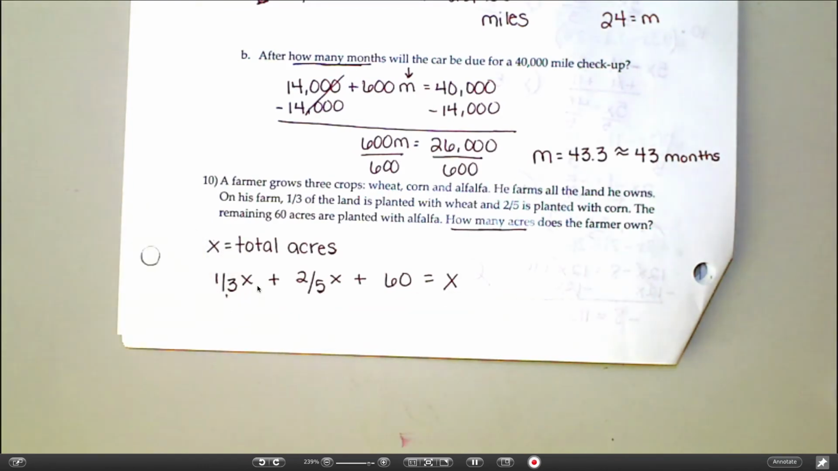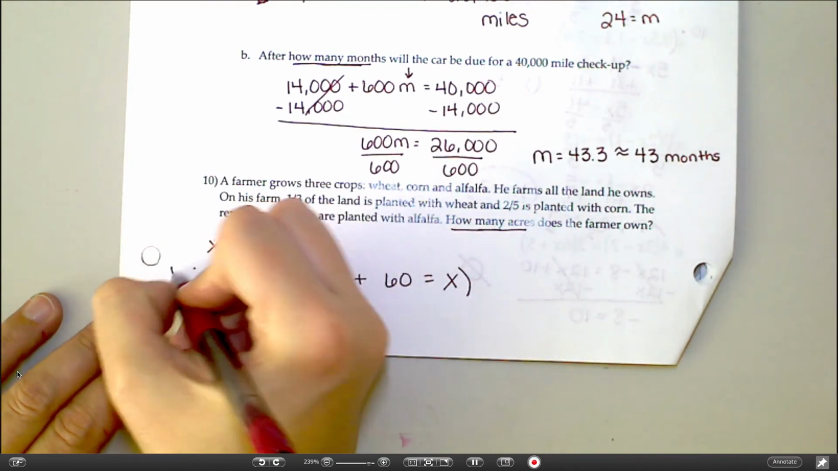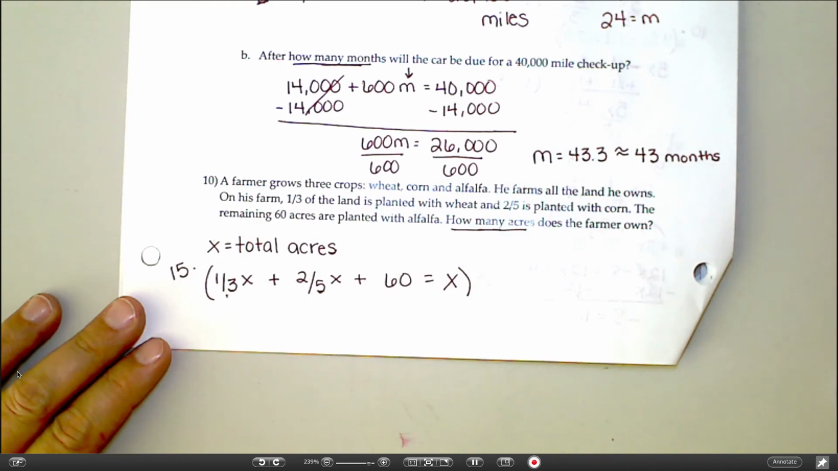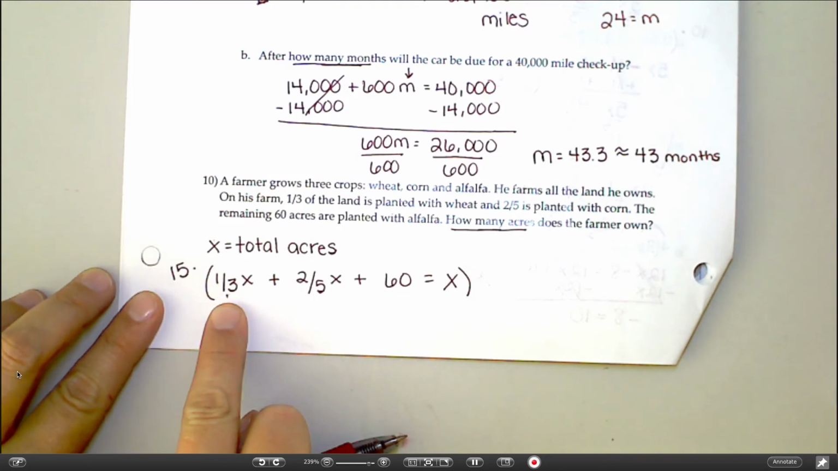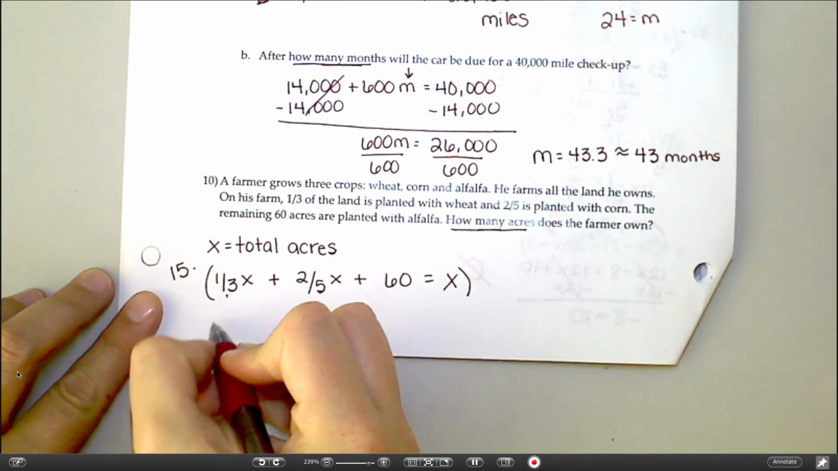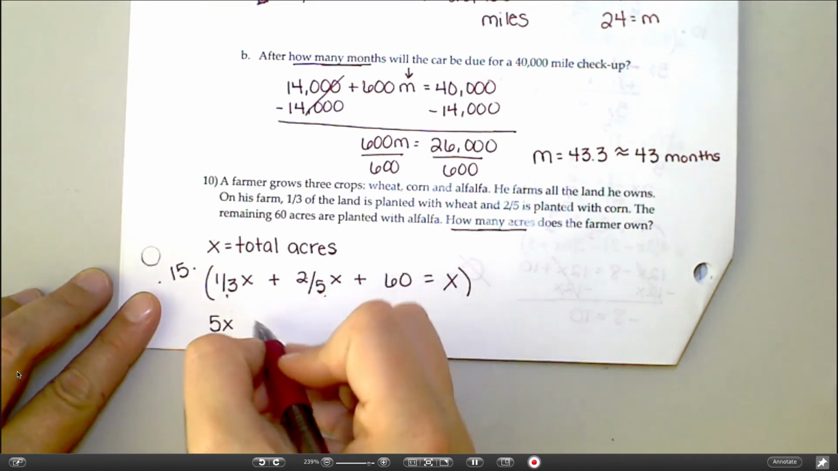Now solving this. And something like this, especially with a lot of fractions, and you're going to have some that have even more fractions than that, I would start by clearing the fractions. So look at your denominators, 3 and 5. What could I multiply by that would clear both of those? 15. So I'm going to multiply the entire equation by 15. So when I multiply here, this is really 15 times 1 divided by 3. So that's going to be 5. 15 times 2 divided by 5 is going to give me 6.